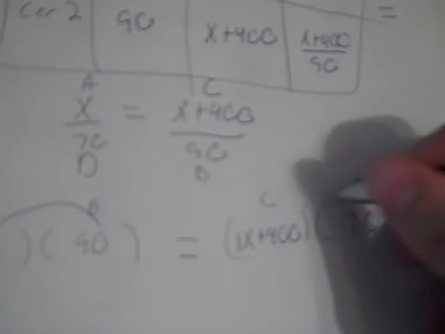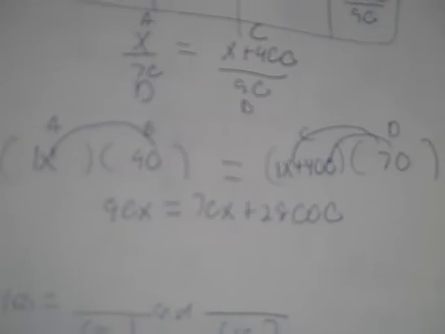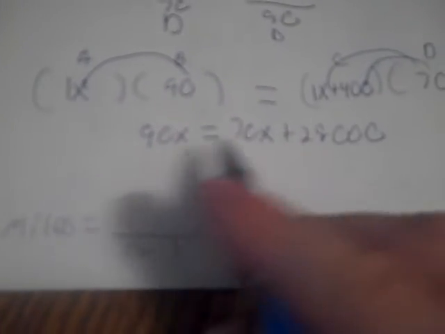So 1x, by the way, distributive rainbows, both. 1 on this side, well, that's just 90x. And over here, that's 70x. 70 times 1x, and then 70 times 400 is 28,000. Okay, x is on each side.